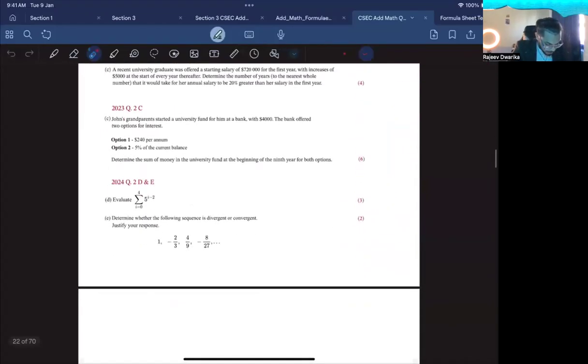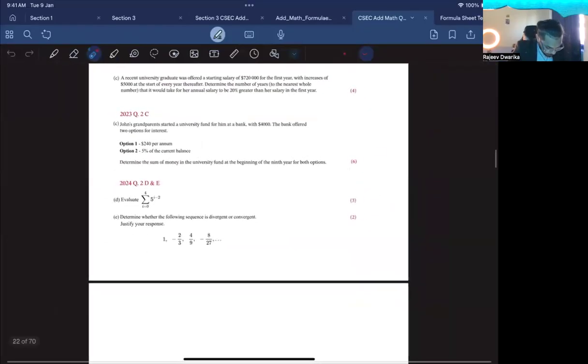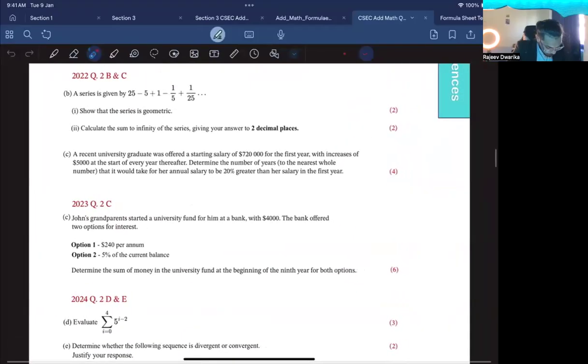I have a bunch of questions here. All right, so let me look at 2023. I'm just going to run through the hypotheticals. Javon, if you're reading 2023, they're saying John's grandparents started a university fund for him at a bank with 4,000. The bank offered two options for interest, 240 per annum, and then 5% of the current balance.